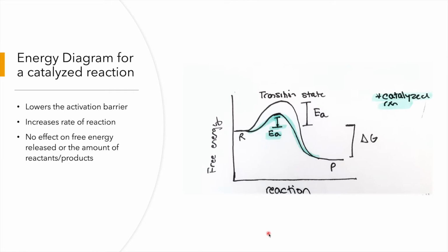This energy diagram displays both an uncatalyzed and catalyzed reaction. Notice that the catalyzed reaction requires less activation energy because the enzyme lowered the activation energy barrier. It is important to understand that the enzyme does not change delta G, which indicates the amount of free energy released in exergonic reactions or absorbed in endergonic reactions. The enzyme has no effect on the amount of reactants and products, but just increases the rate of reaction.